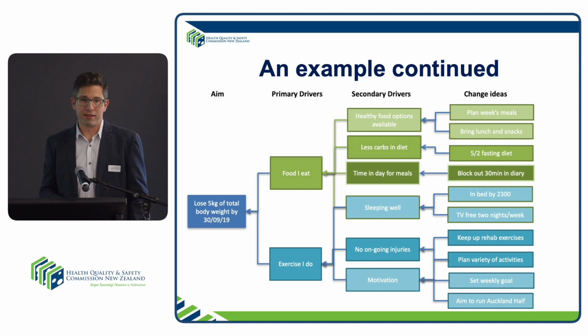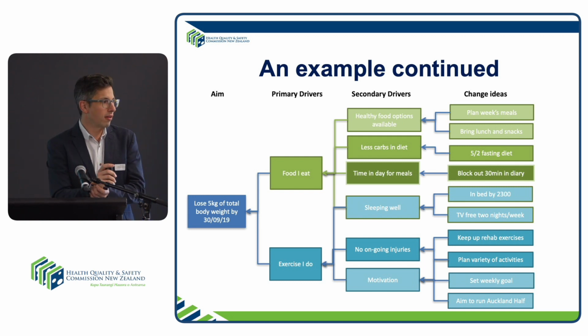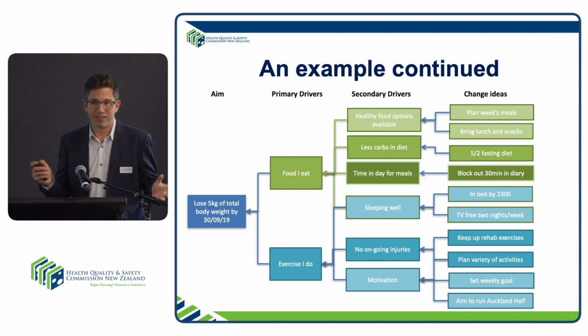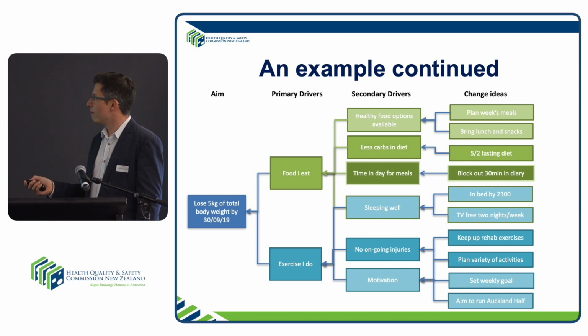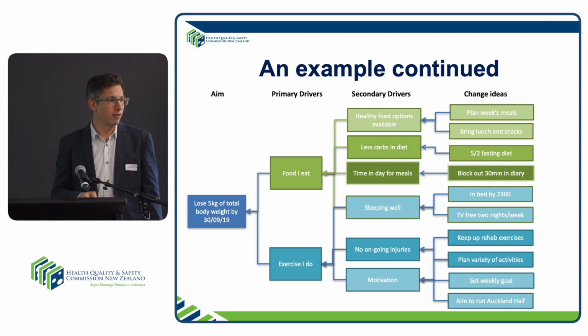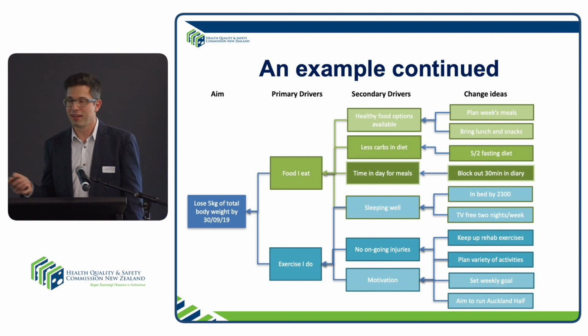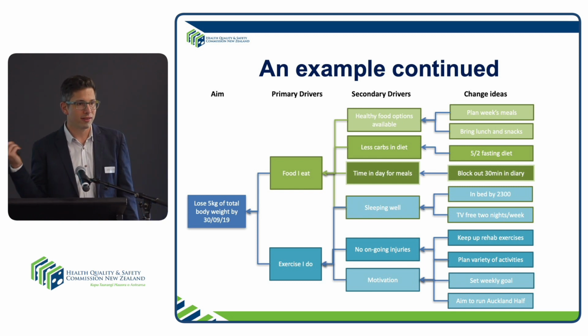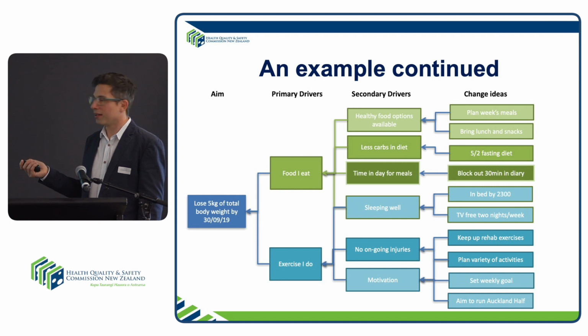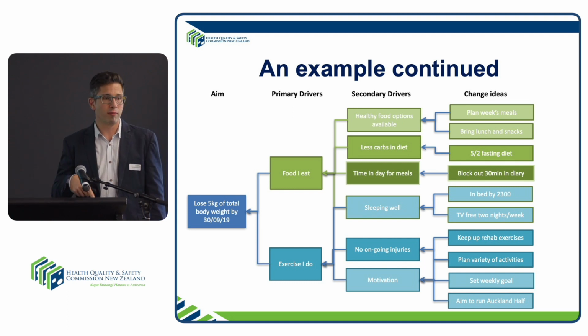In terms of less carbs was another idea. Actually, there's evidence to say that helps. So maybe doing the 5-2 fasting diet. So the question is then, is this an achievable idea? But it's an idea that's been generated. The other side is, have I got time in my day to eat?